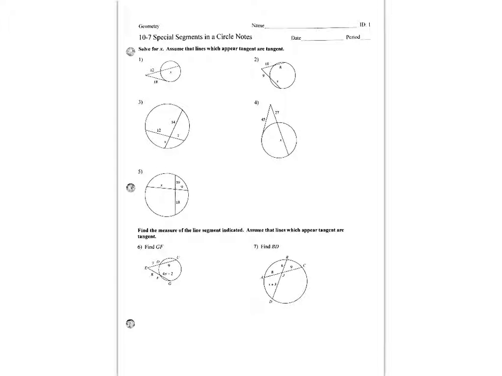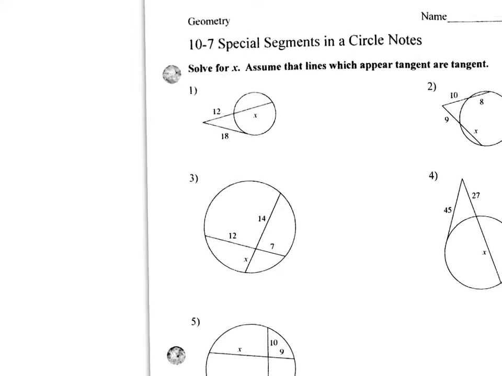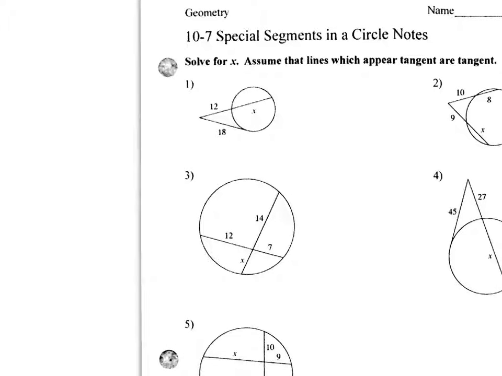Okay, 10.7, special segments and circles. You're going to have three different formulas here, or equations to set up based on the picture itself. So I'm going to write the equations as we do each problem. The first one here involves a secant and tangent.